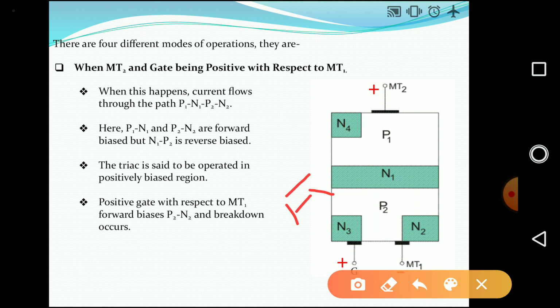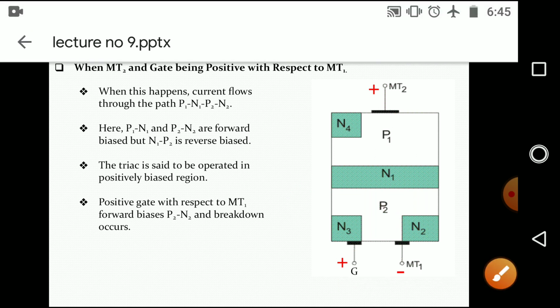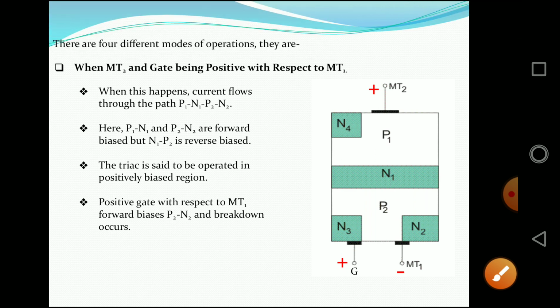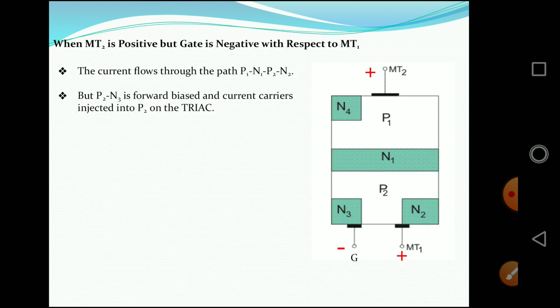So here positive is MT2 and negative is MT1. Therefore current flows from MT2 to P1, N1, N1 to P2, P2 to N2, N2 to MT1. So this is the current flowing direction of a TRIAC when MT2 is positive, gate is positive, and MT1 is made negative here. So this is the first mode of operation of TRIAC.